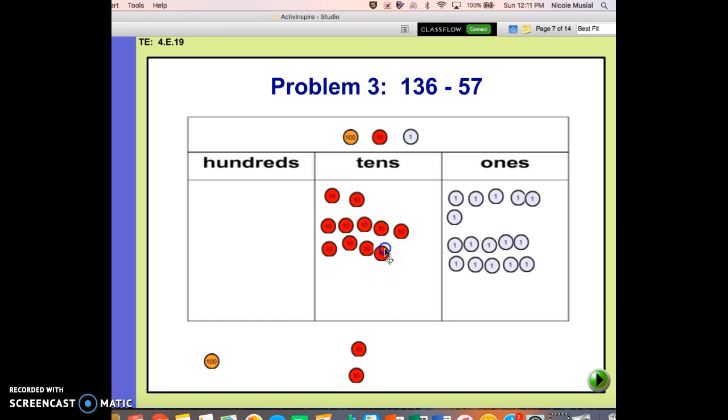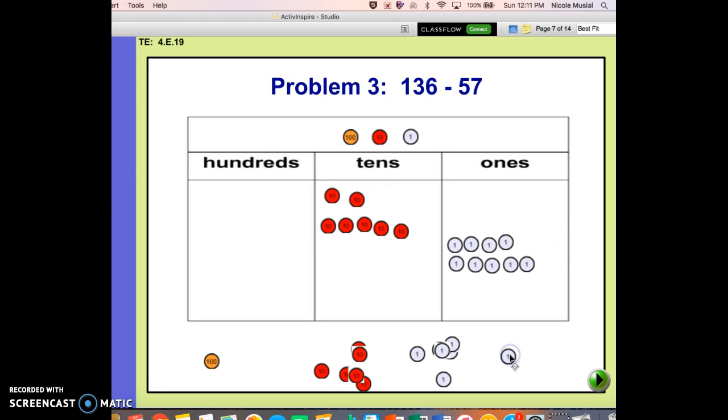I'm going to do that. Here's 10, 20, 30, 40, 50, 51, 52, 53, 54, 55, 56, 57. And what is my answer? What do I have left? I have 7 tens and I have 9 ones. So what is that? 10, 20, 30, 40, 50, 60, 70, 79. Did you get that too? All right.